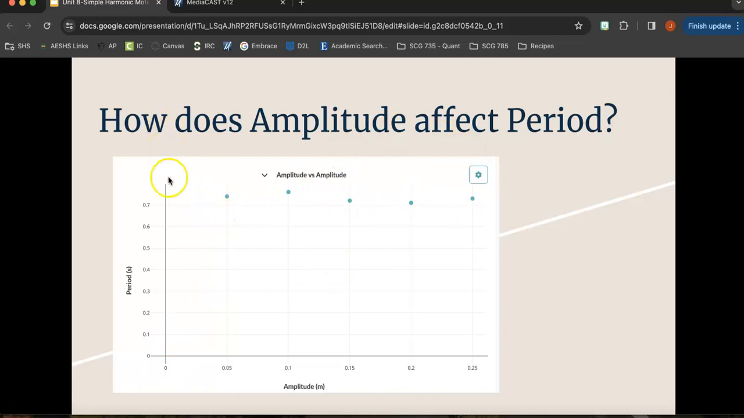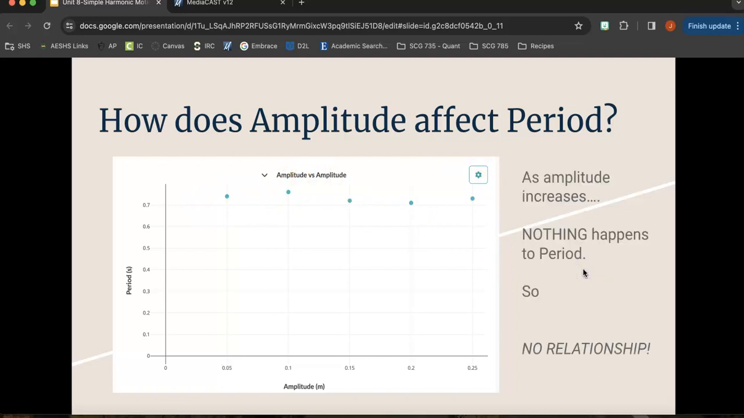Inverse. An inverse graph looks like this. And so this does not look like an inverse. It doesn't really look linear either because there isn't a direct relationship of as amplitude gets bigger, so does period, or even a direct relationship of as amplitude gets bigger, period gets smaller. It doesn't look like that either. So in fact, the relationship that I'm seeing is that as amplitude gets bigger, there's no change in period at all. And so that indicates no relationship. Amplitude does not affect the period.